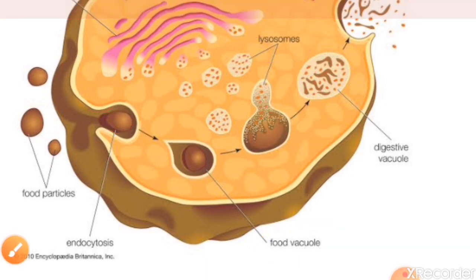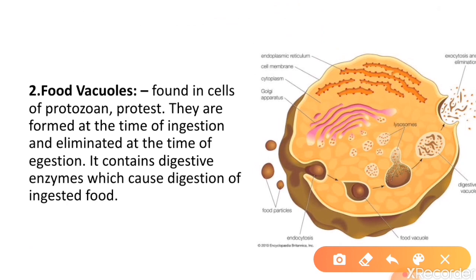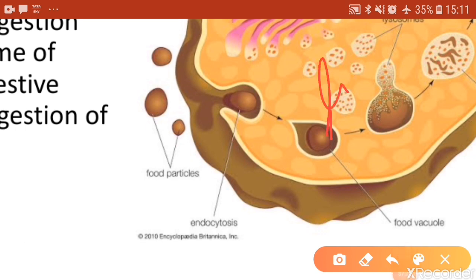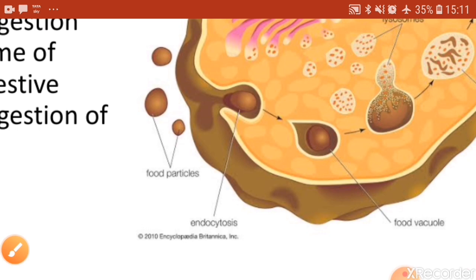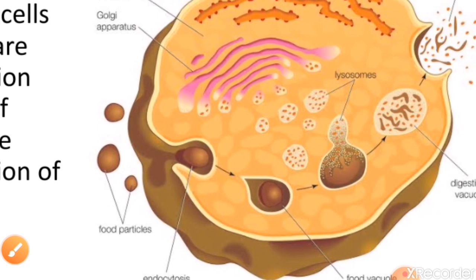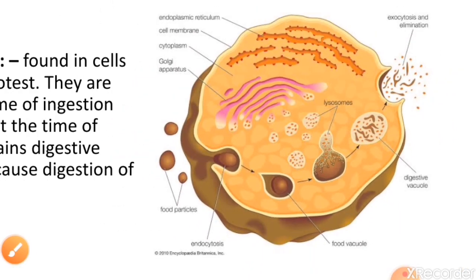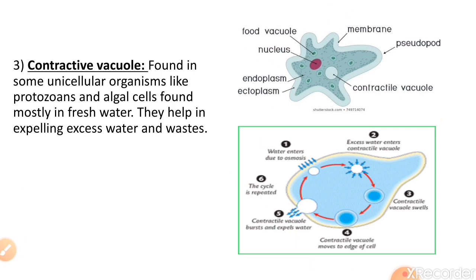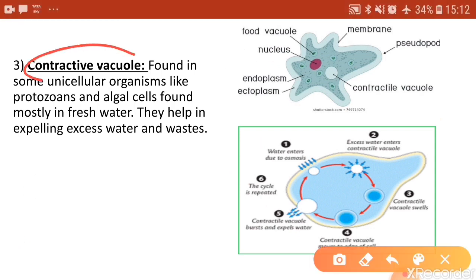So in this way, this food vacuole which is present in these protozoans or some protists helps in digestion of food. It is the site where the food is completely digested with the help of digestive enzymes that are produced by the lysosome. These lysosomes fuse with the food vacuole, and then intracellular digestion of food, that is digestion of food inside the cell, occurs in the food vacuole. So that is another kind of vacuole which is present in some organisms like the protozoans, like amoeba, right? Then there is a third kind of vacuole which is called the contractile vacuole.